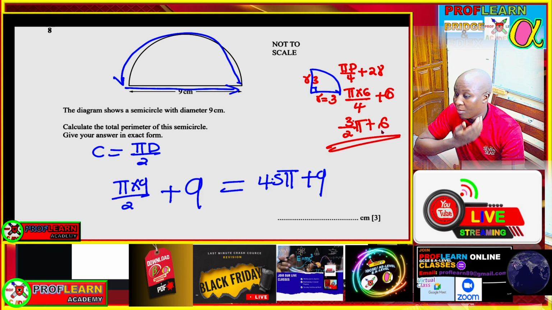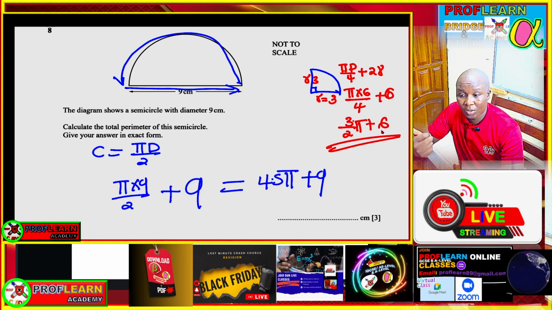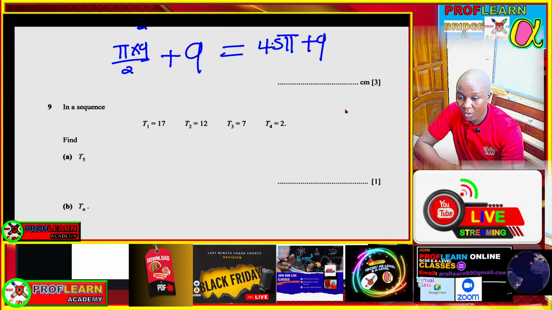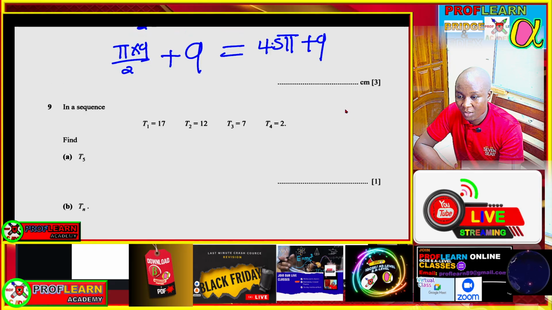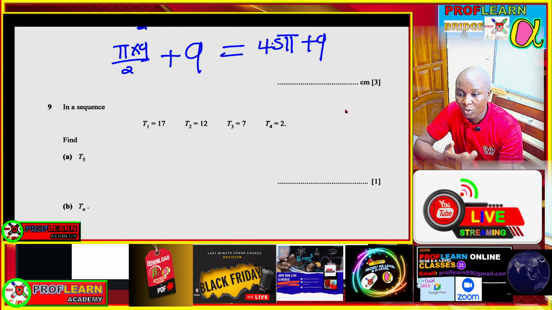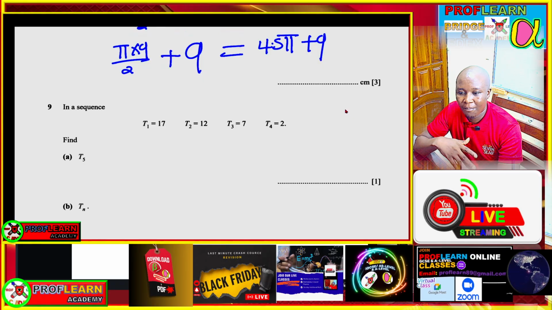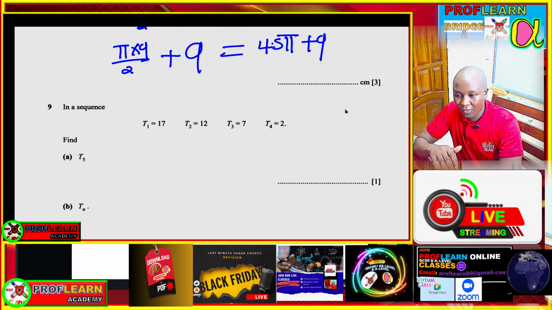So that if you are given a question like this one, you can be able to do it. That's why I've just taken you through that particular part. We have a question to do with sequence. T1 is the first term, which is 17, second term is 12. So for you to find the common difference is the second term minus the first term, and that is going to be -5. So meaning for you to move from the first term to the second term, you subtract 5.